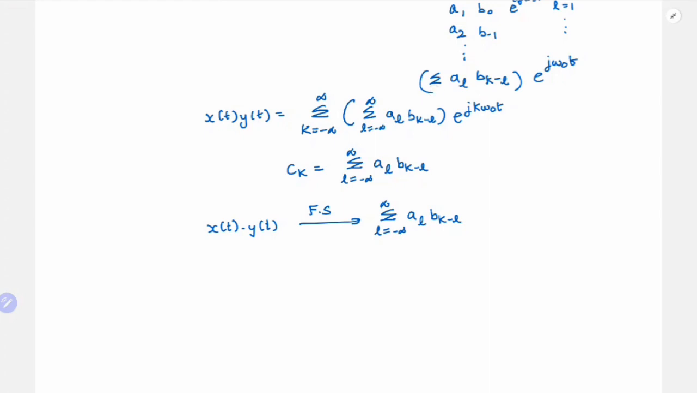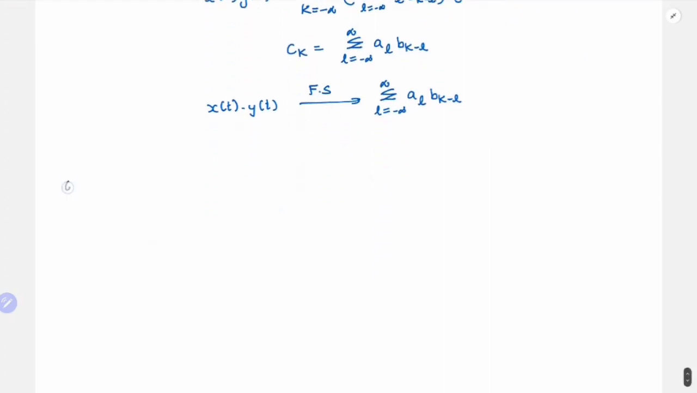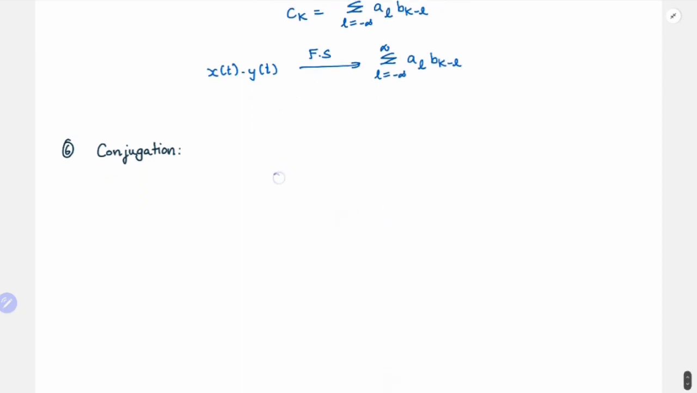Okay. So next let us see the property of conjugation. So what happens when we conjugate x of t? So x of t, let's say its Fourier series coefficient is ak. So what happens when we conjugate, x star of t? Can you say? So let us derive. So x of t is nothing but summation k equal to minus infinity to infinity ak e power jk omega naught t.